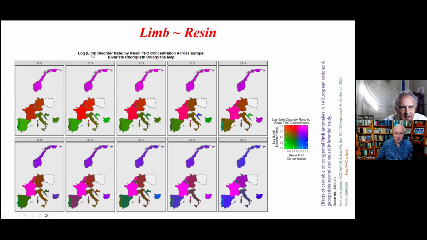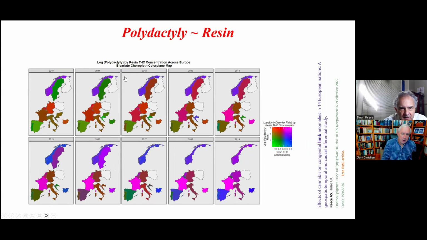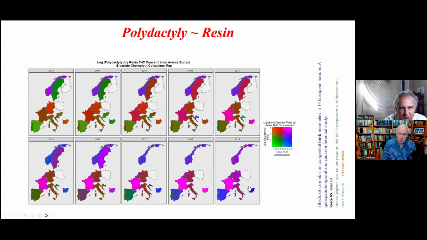This is limb disorder rate, and this is the limb reduction rate. Again, Norway is purple. France is purple, pink there. Netherlands, Bulgaria, and that's the pattern that you see across Europe. So high correlations between cannabis use and... Well, it's not just high correlations, it's high correlations in space and time. Yes. They're moving together in space and time. So it's not just a correlation. This is a very important space-time relationship, which we're demonstrating.